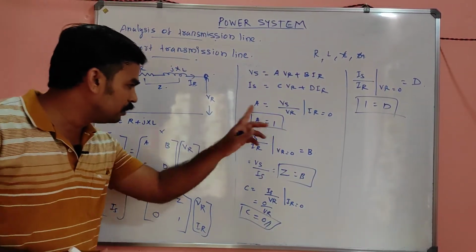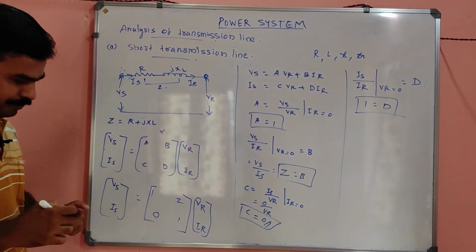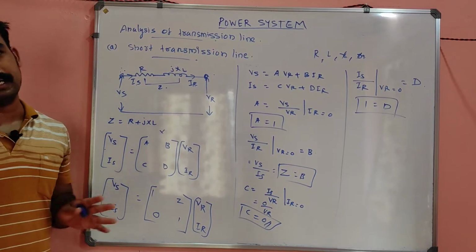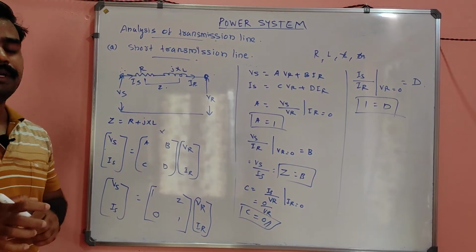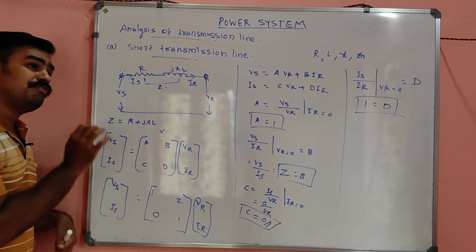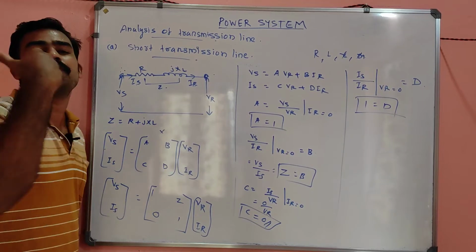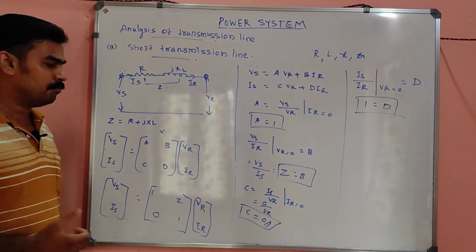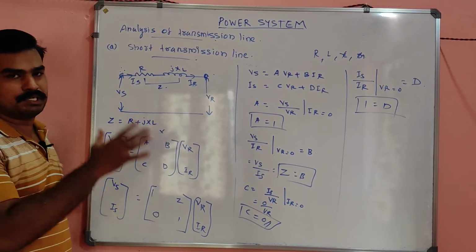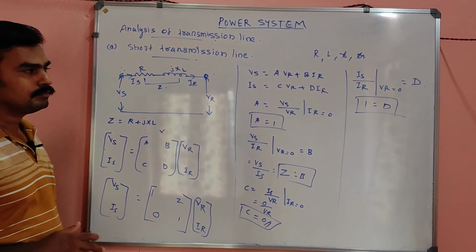So now you got A equal to 1, B is equal to Z, C equal to 0 and D equal to 1. That's all. This is just for your understanding, I told. For examination point of view, this may be utilized. You can utilize how we can derive the parameters ABCD by using this concept. Okay, is it clear, my dear?